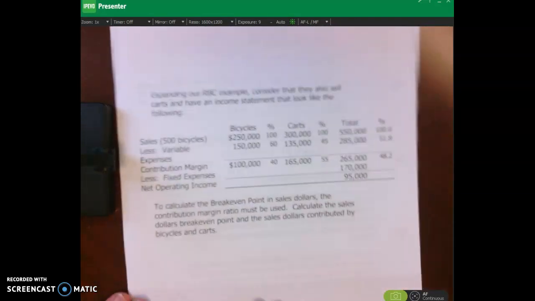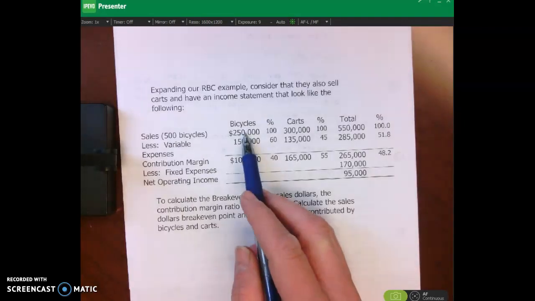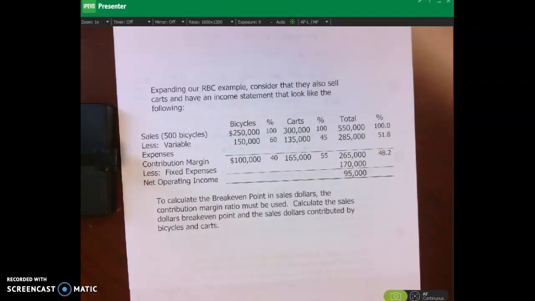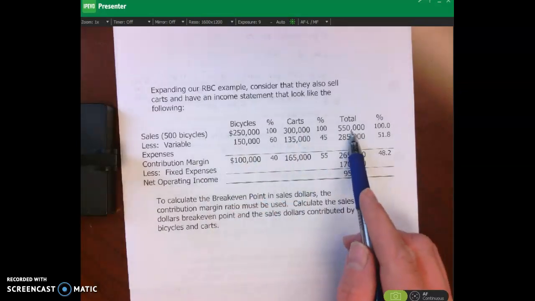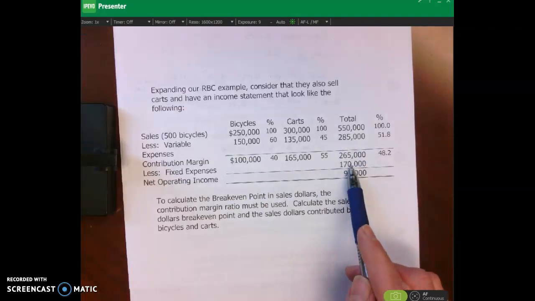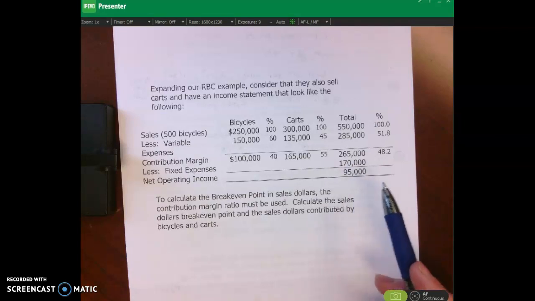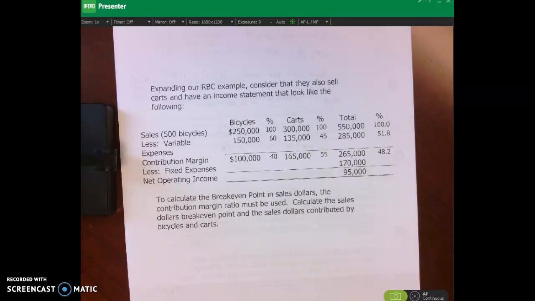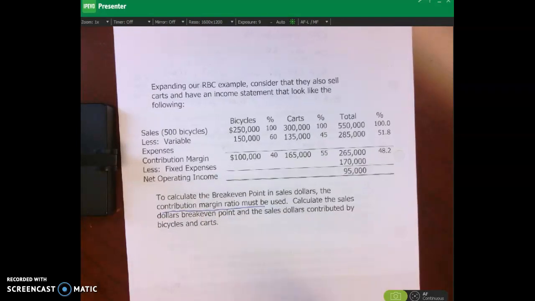When we return to our RBC bicycle example, we had our sales for bicycles, 500 over here, and then we also sell carts. That gives us our total, and we have our total variable expenses, our total contribution margin, our total fixed expenses, and then our total net operating income. In order to do this, we're going to calculate the break-even point in terms of sales dollars, and we'll use our CM ratio.